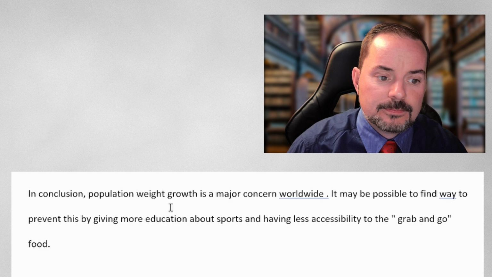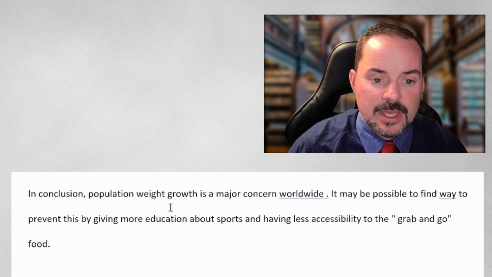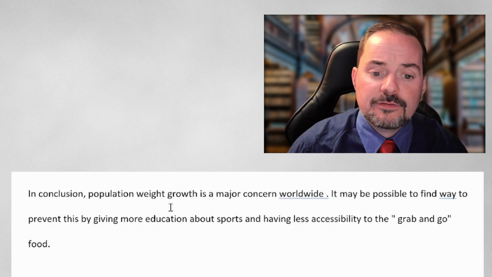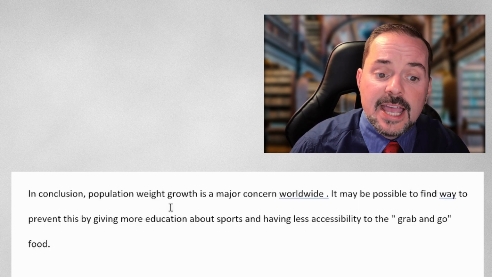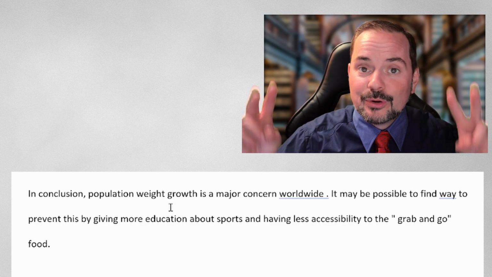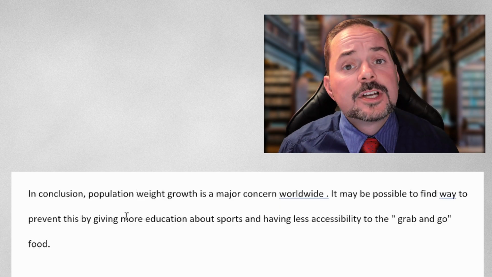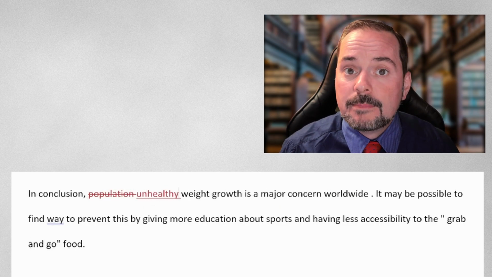In conclusion, population weight growth is a major concern worldwide. It may be possible to find a way to prevent this by giving more education about sports and having less accessibility to the grab-and-go food. Here are some of the minor mistakes corrected to have this conclusion read better.